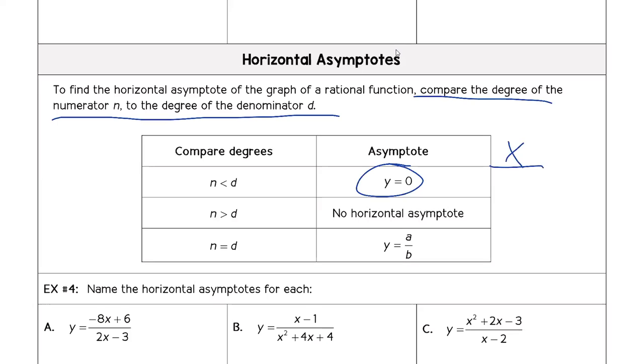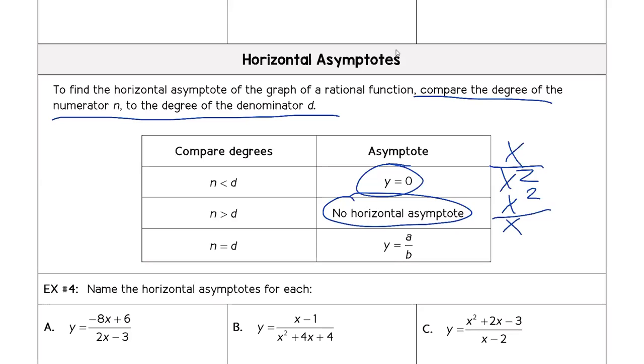If you had x over x squared, your top has a smaller power than the bottom, so you're going to have a horizontal asymptote at y equals 0. If your numerator has a higher power than your denominator, you don't have any horizontal asymptotes. So for example, if it was the reverse, with x squared on top, a degree 2 over a degree 1, you would have no horizontal asymptotes.